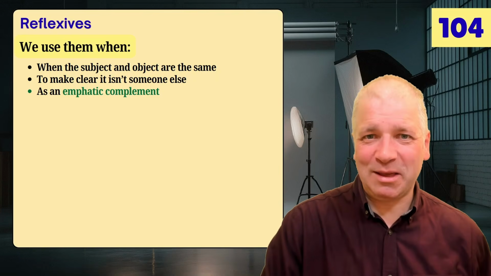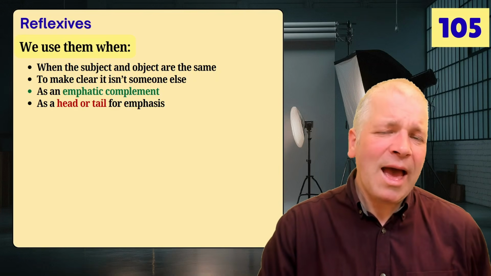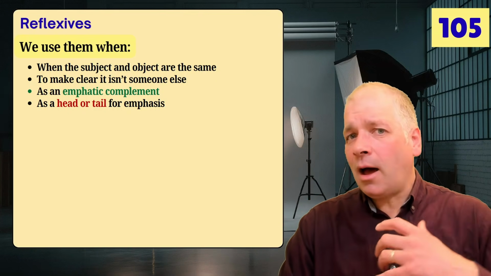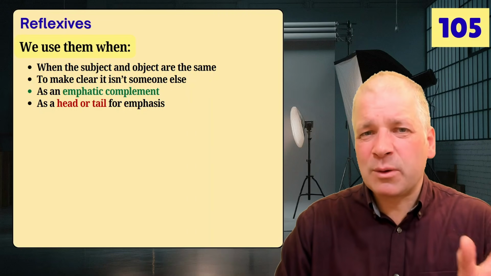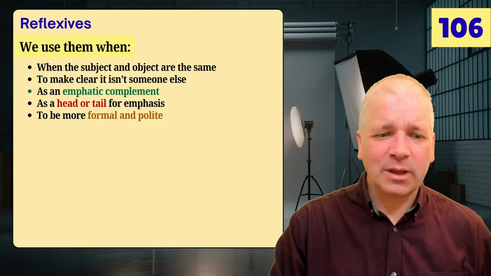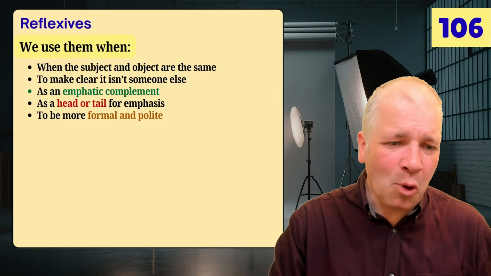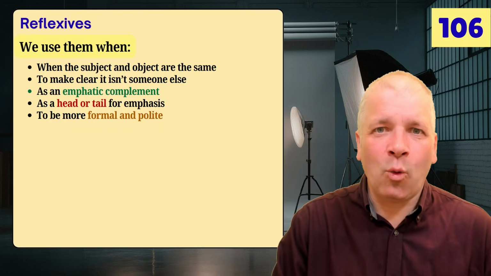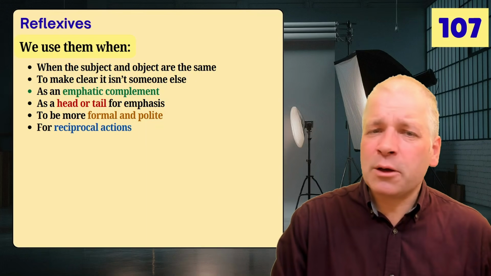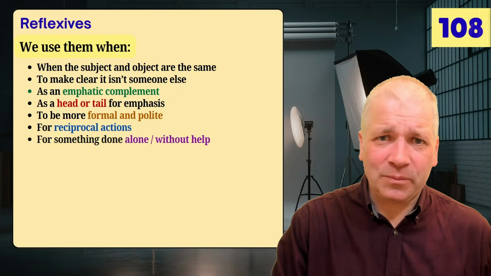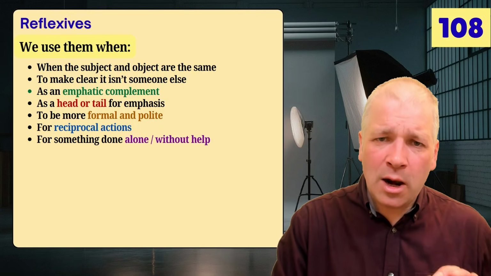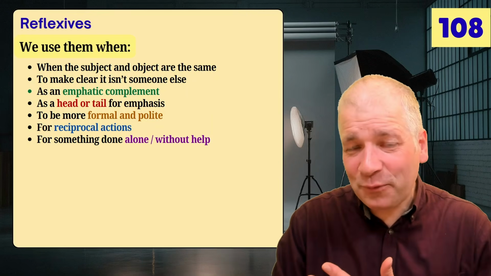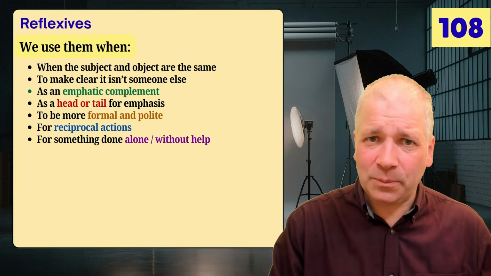It brings more emphasis. You could use it as a head or tail of a sentence for emphasis. Myself, I believe this is true. So it's come at the beginning of the sentence. Sometimes it makes things more polite or formal. Who's the table for? Oh, myself and my wife. It could be used for reciprocal actions too. And if something is done alone or without help, using the reflexive form, I did it myself, makes it clear that you did it alone.